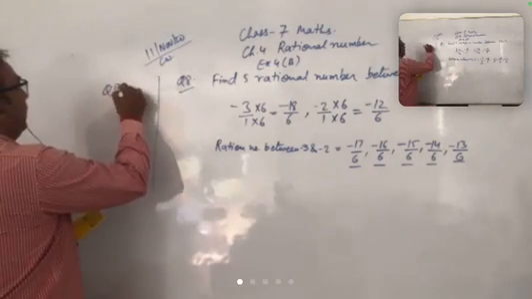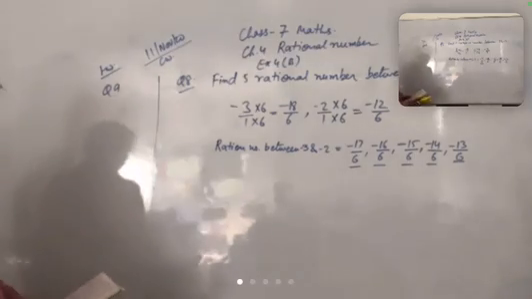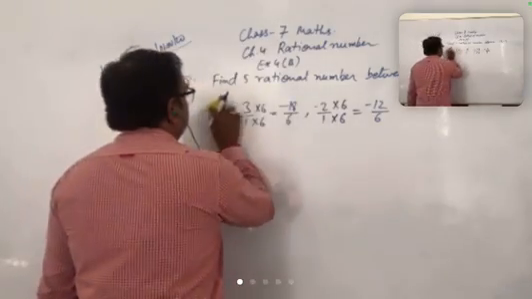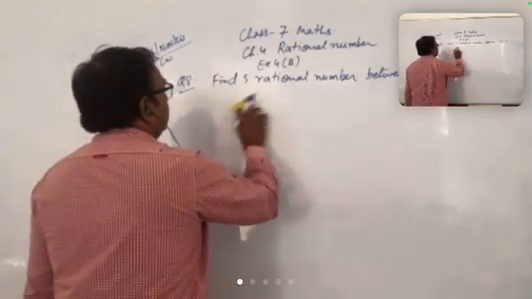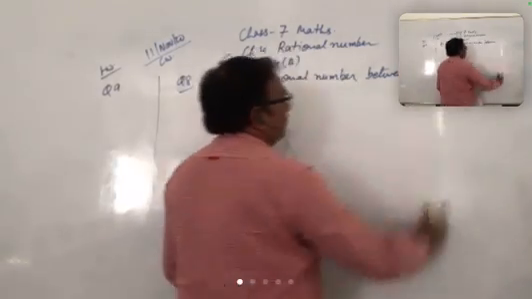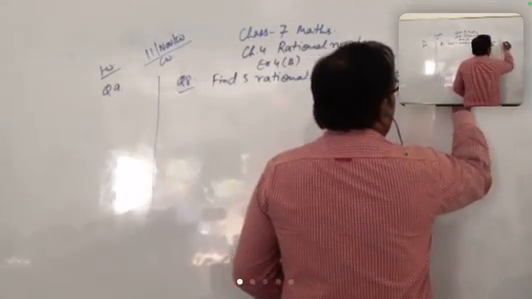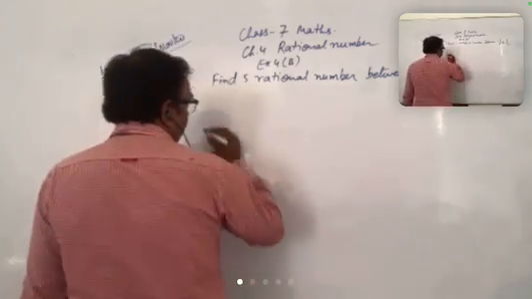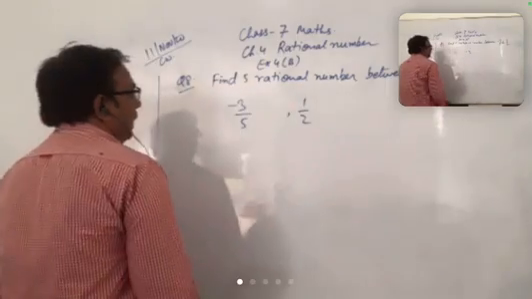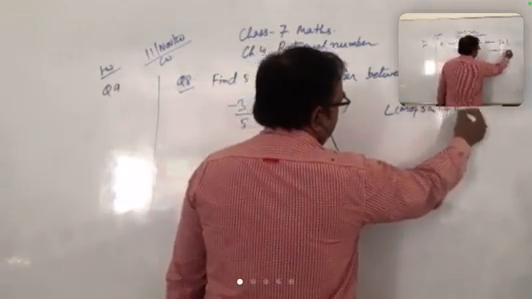Now question number 9, you have to do on your own as homework, and I will solve question number 10 for you. Question number 10 is: 5 rational numbers between minus 3 upon 5 and minus 1 upon 2. So you just write this, put some space and write like this, and then check the LCM. Now the LCM of 5 and 2 is 10.